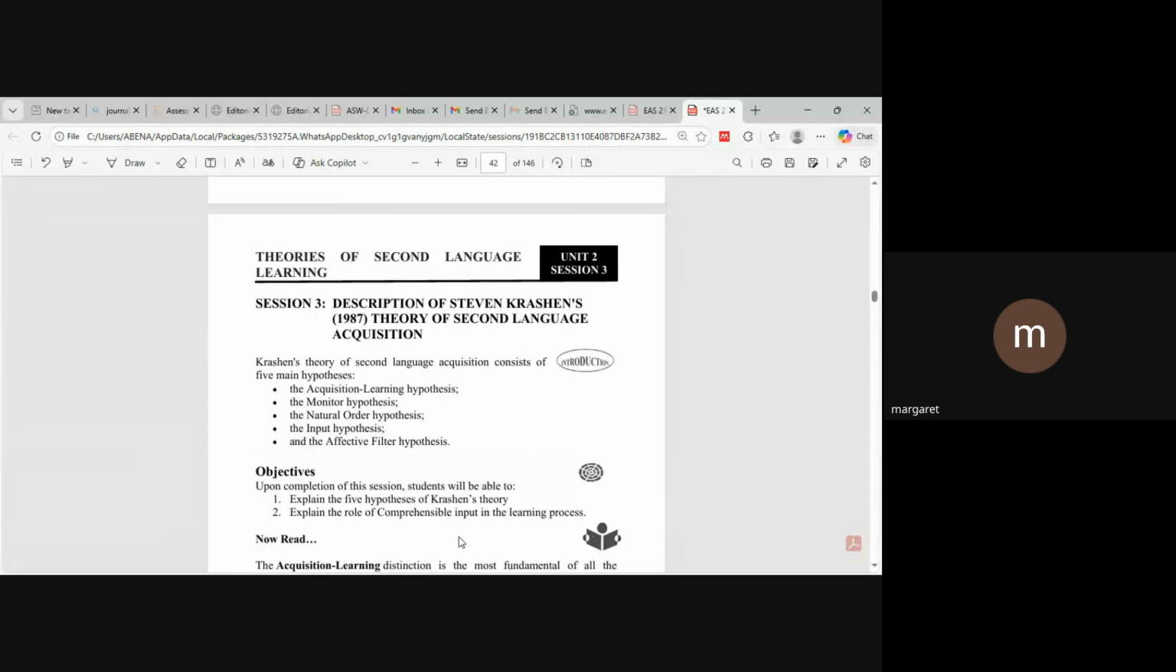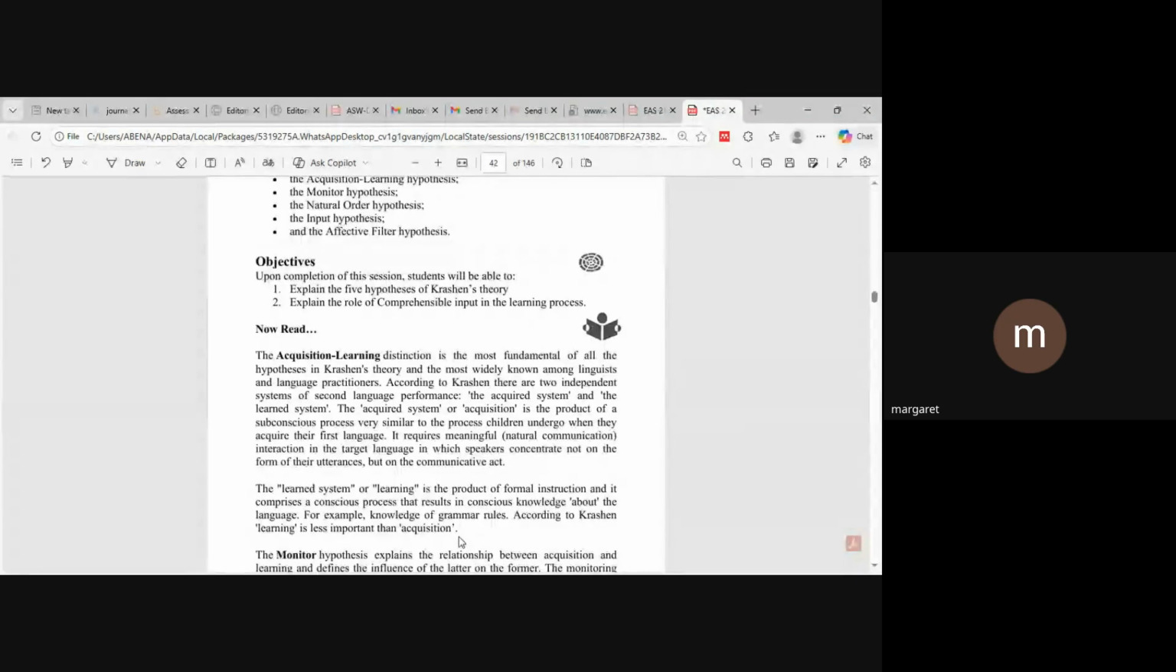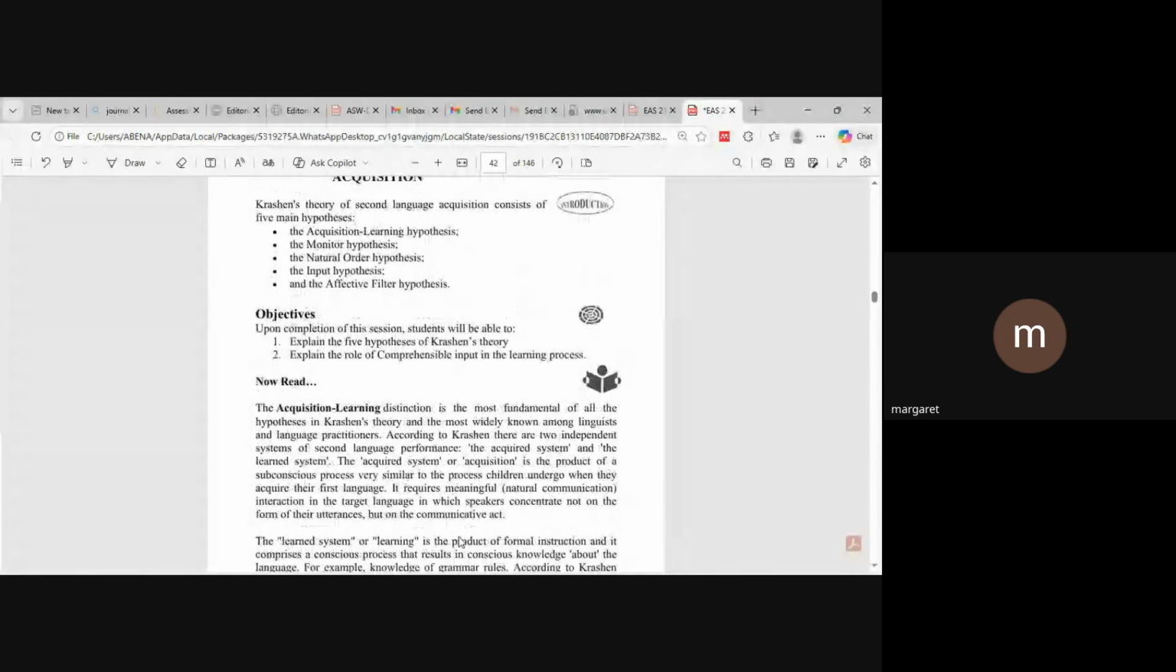To begin, I would like to emphasize that this theory explains language learning and acquisition through five hypotheses. That is the meaning of this theory. Now, we are going to go through the hypotheses one after the other. The first hypothesis is the acquisition learning hypothesis. The second one is the monitor hypothesis. The third is the natural order hypothesis. The next is the input hypothesis. And finally, the affective filter hypothesis.